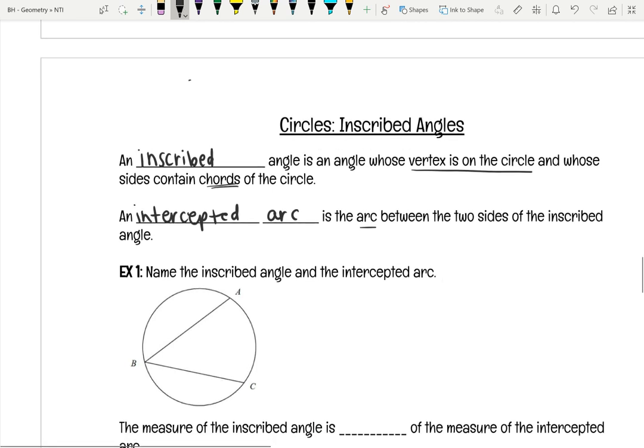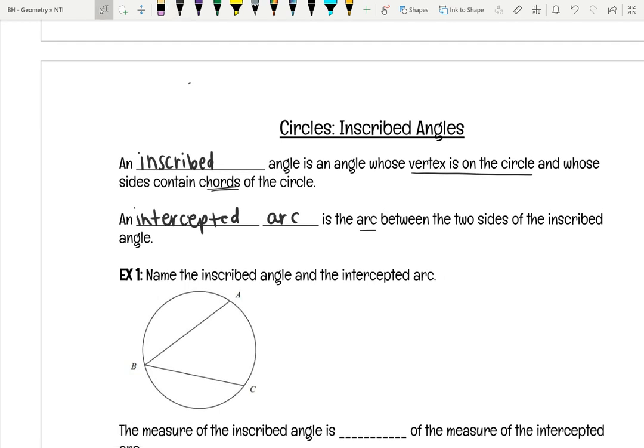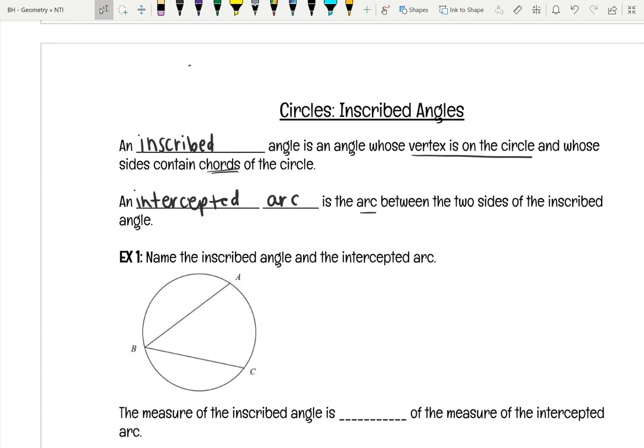Okay, so in this first example, we're literally just going to go ahead and name some things. Name the inscribed angle and the intercepted arc. So remember, the inscribed angle is the vertex is on the circle. So this is our vertex of that angle. So it's on the circle.